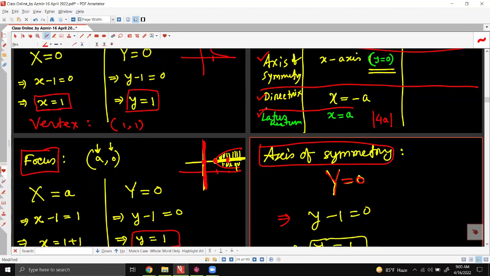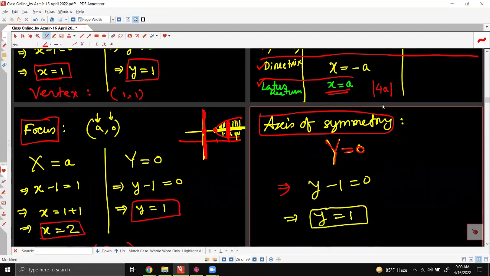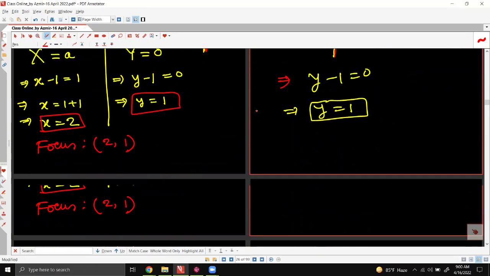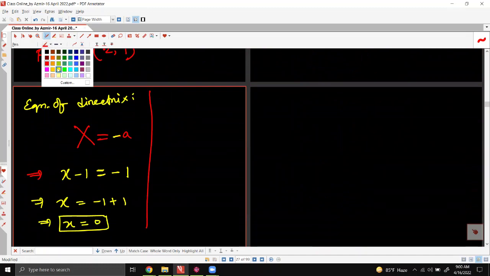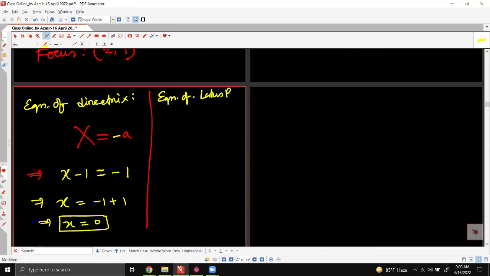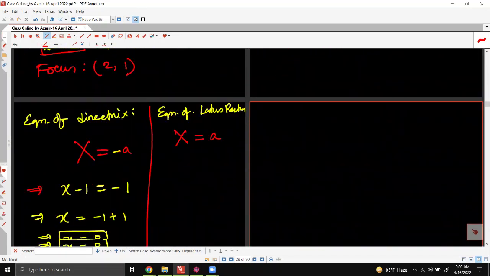Now, latus rectum. Latus rectum means the line that goes through the focus. So the latus rectum's equation is x equals a and its length is 4a. So let us also find the equation of latus rectum. It is x equals plus a and its length will be 4a.